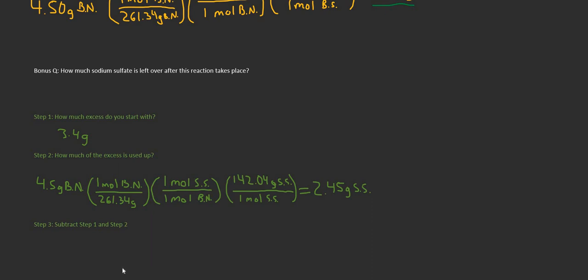So step 3, our final step, is pretty straightforward. We're just going to subtract this number and this number. If you remember, step 1 is how much of the excess we started with. Step 2 we used to find how much of the excess is used up. So it logically follows that to find how much we have left over, we'll subtract our amount that's used up from our starting amount. And so the answer you get here should be 0.95.